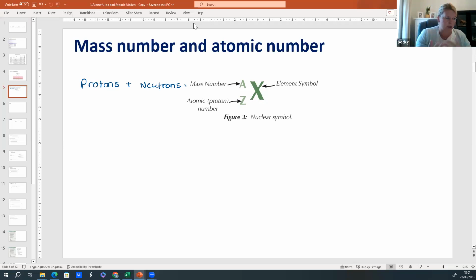So when we change the number of protons, that's when we're changing what element that is. So the atomic or proton number, atoms have no overall charge. So this bottom number tells us the number of protons, and it's equal to the number of electrons.